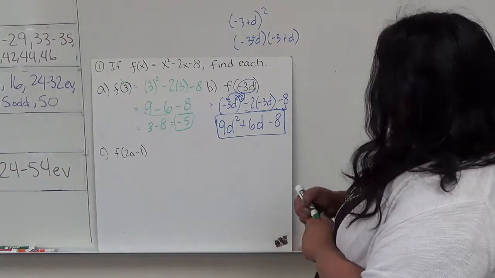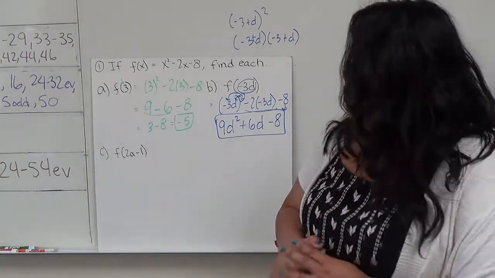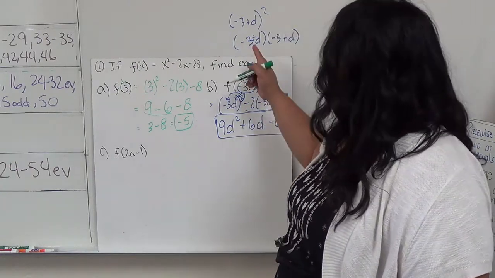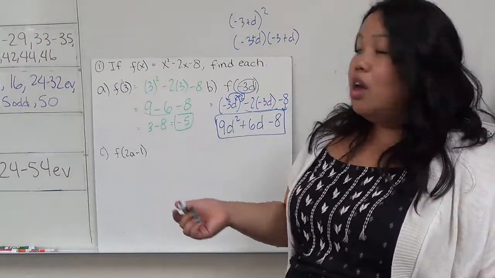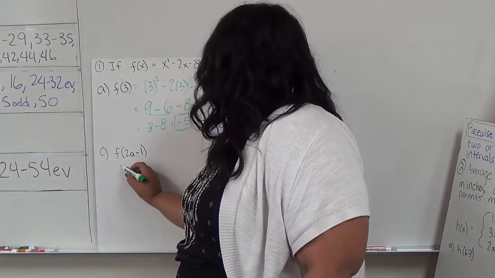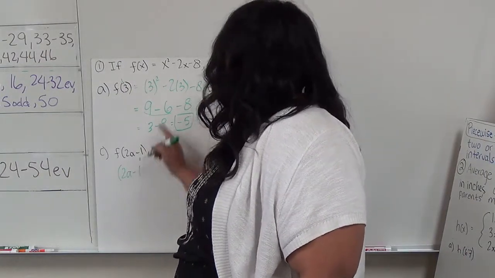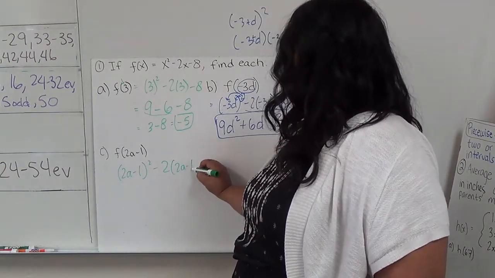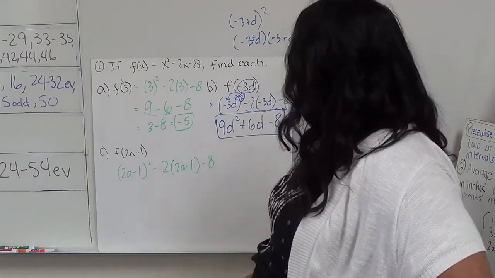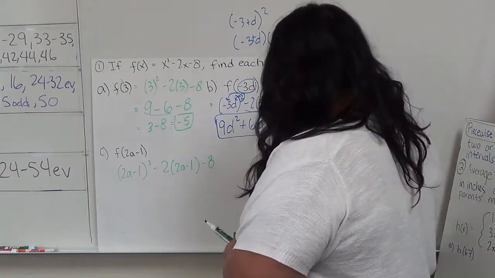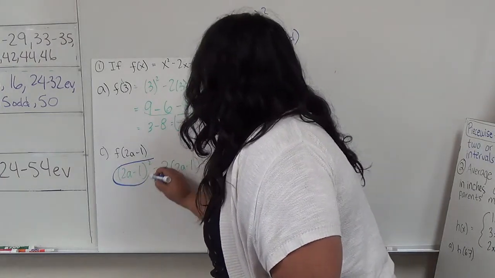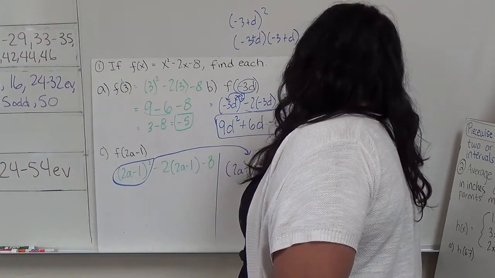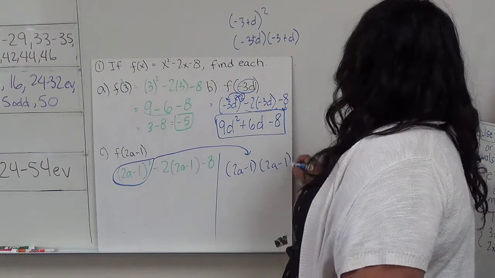So the last one is a little bit tricky, not tricky, just long, because we do have one similar to this where we have to do 2 bubbles and then distribute it out. So this becomes 2a minus 1 squared minus 2 times 2a minus 1 minus 8. Before I do anything, I'm going to first take care of this, and I'm going to do it here. And this is 2a minus 1 times 2a minus 1.